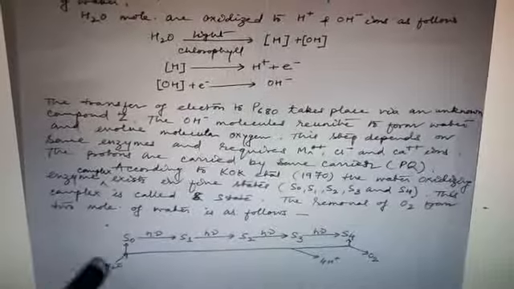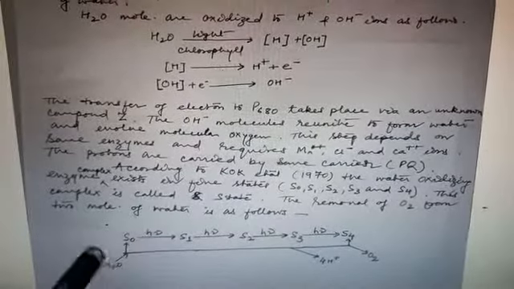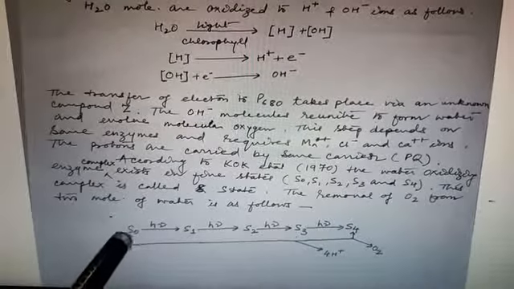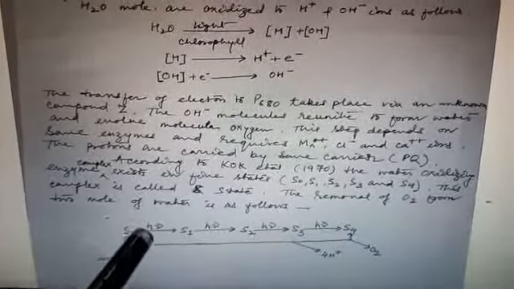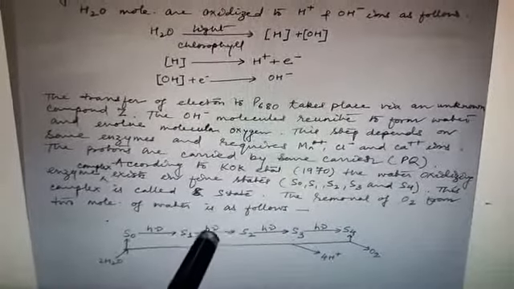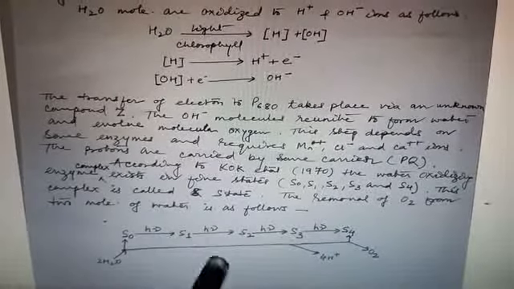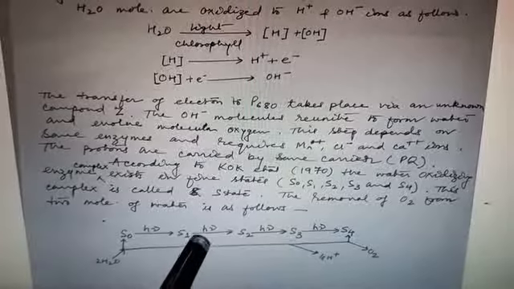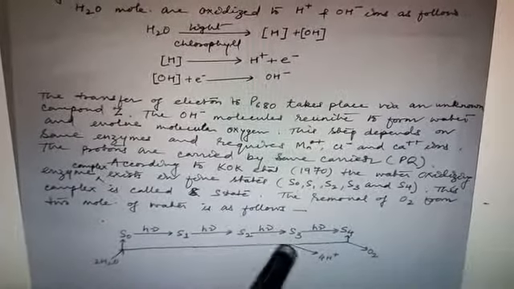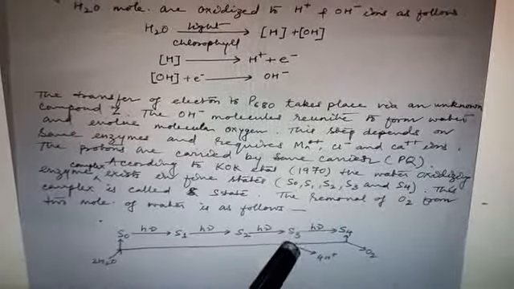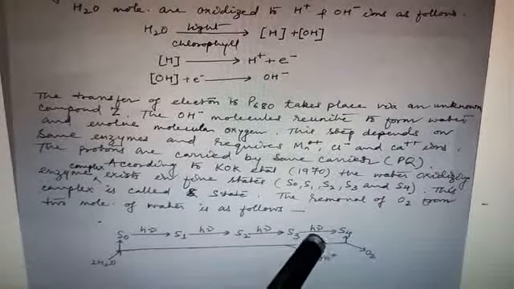When the S state is in the S0 form, the water molecule combines with it, and this S0, after receiving one photon of light, is transformed into the S1 state. The S1 state is again converted into the S2 state by getting one photon of light, and this S2 is again changed into the S3 state after getting one photon of light, and from S3 to S4 again by one photon of light.